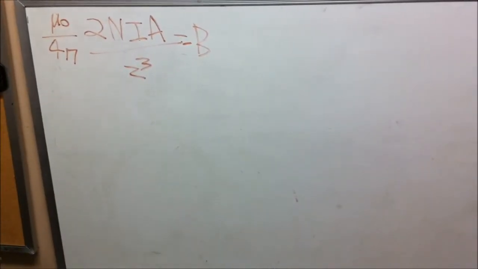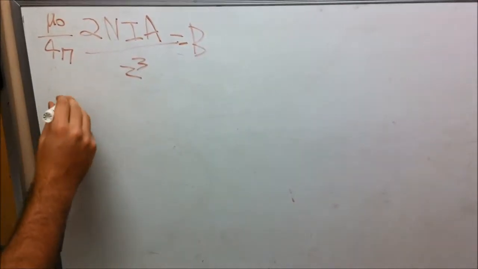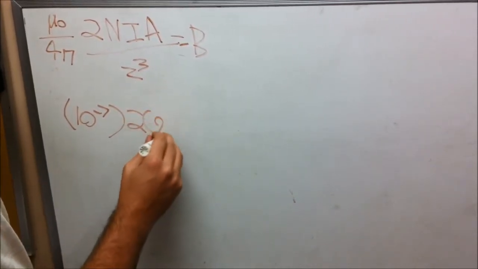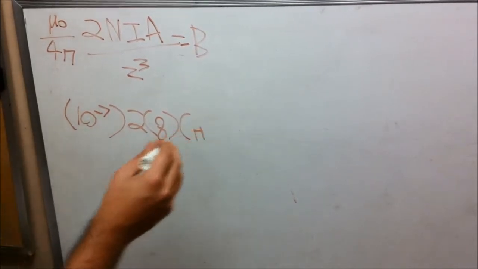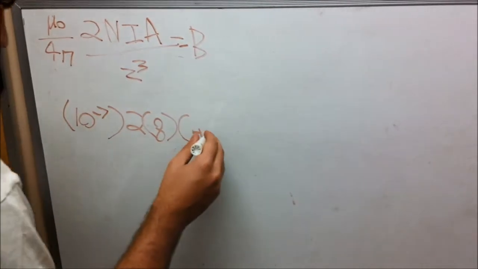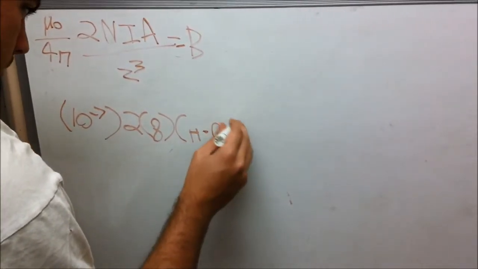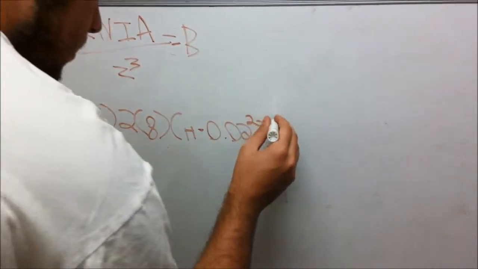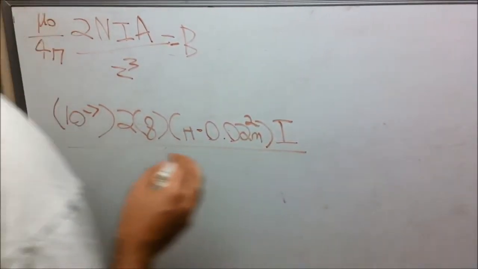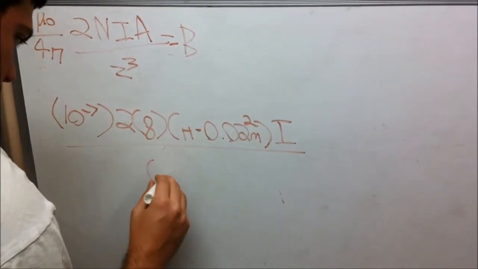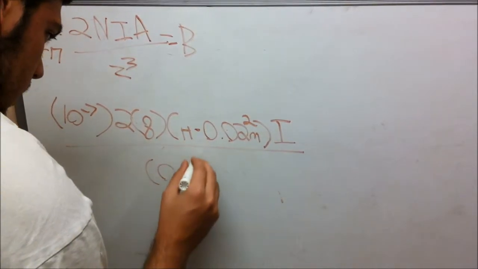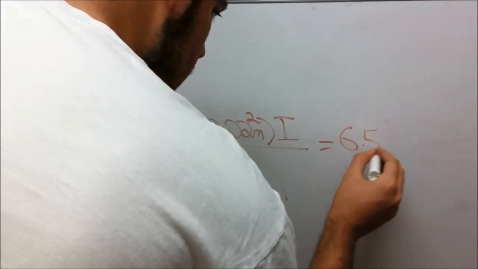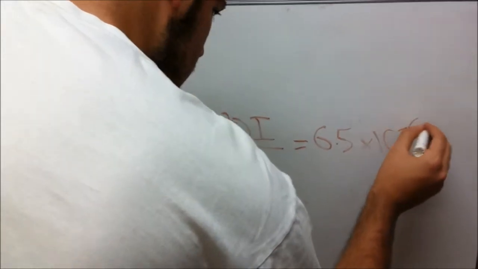After substituting in the values that I said earlier, we have 10 to the minus 7 times 2 times 8 times pi, and we'll convert all the centimeters to meters, so pi times 0.02 meters squared, and I over z cubed, and z which was 11 centimeters, so we use 0.11 cubed, equals 6.5 times 10 to the minus 6 Tesla.